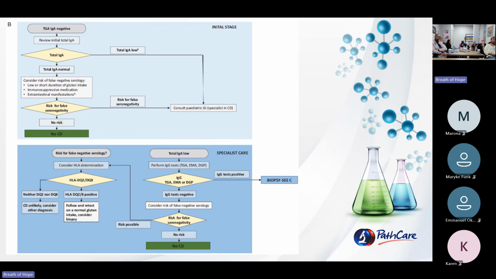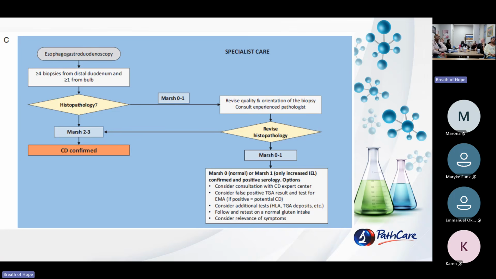But if your IgG tests are negative, also then go through considering the risk of a false seronegativity. If there is no risk, then it's unlikely that your patient has celiac disease. But if there is a risk of false seronegativity, then your HLA determination would be beneficial. And then this has to do with the biopsy, basically.